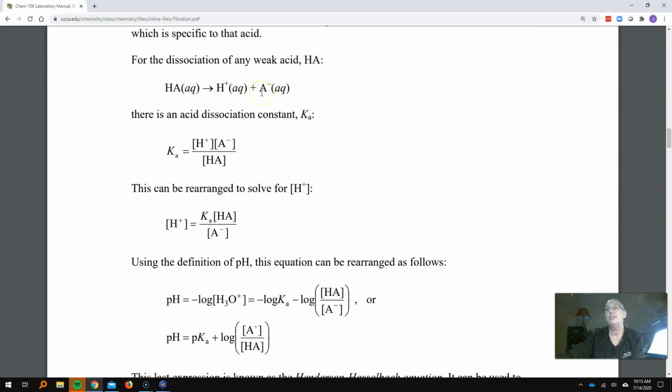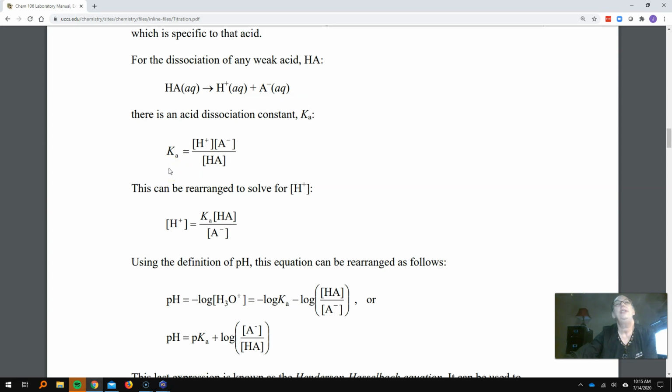Remember, A is just a generic way of talking about the part of the acid that breaks into pieces. So remember, acids usually have this H written in the front. You have an H plus that pops off when it dissociates in water, and then you have the A minus side of that. This is just a generic way of saying the rest of the molecule. We're going to be looking at Ka today.